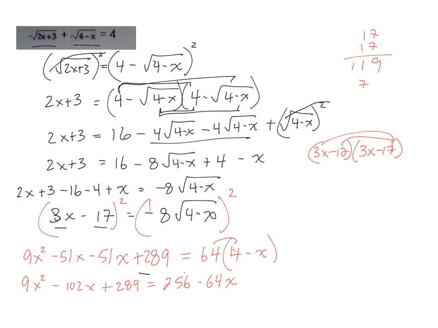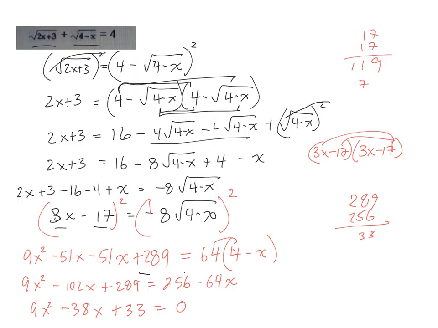Bring everything to the left side, 9x squared. This is a big number. 102, so it'll be 36, 38. So it'll be minus 38x. Is that right? Yeah. And then 289 minus 256. 289 minus 256 is 33, plus 33 is equal to 0. Wow.